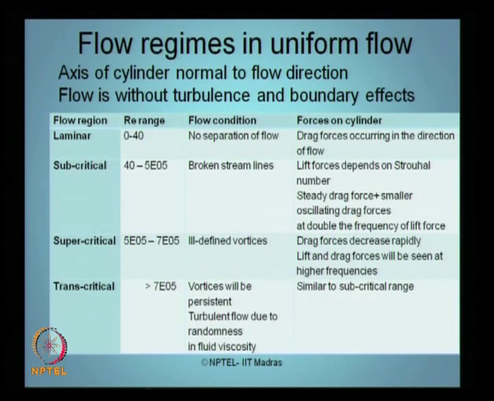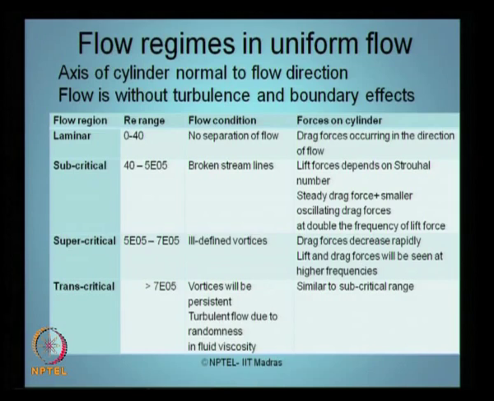If you look at the flow regions or flow regimes in uniform flow, if you keep the axis of the member normal to the flow direction and the flow is assumed to have no turbulence and boundary effects are neglected, then there are 4 kinds of flow regions which we can identify. One is what we call laminar flow, when the Reynolds number lies between 0 to 40.